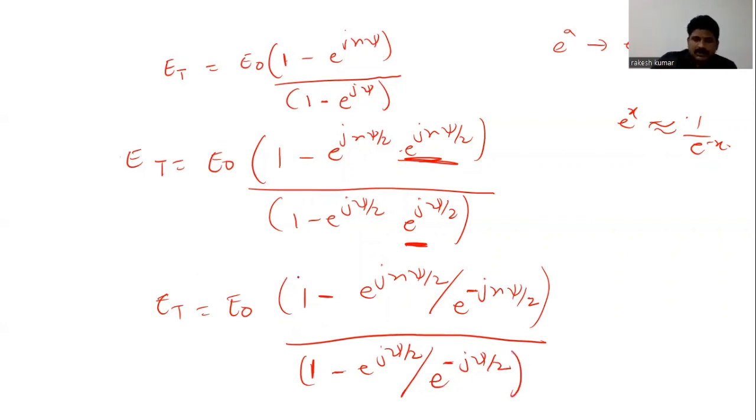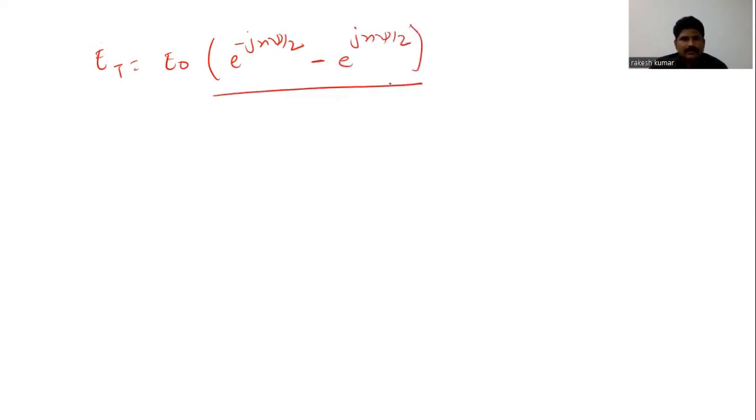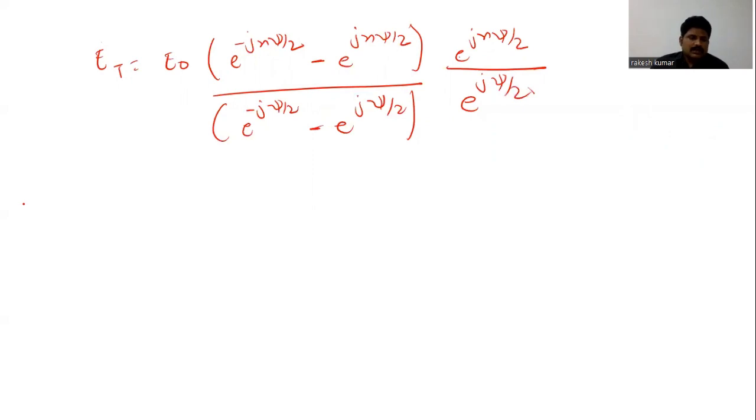Okay, so next. If you write like this, the final expression for Et is equal to e naught into e to the power of minus j n psi by 2 minus e to the power of j n psi by 2, by, similarly, e to the power of minus j psi by 2 minus e to the power of j psi by 2, into e to the power of j n psi by 2 by e to the power of j psi by 2. Okay, so this is the expression.